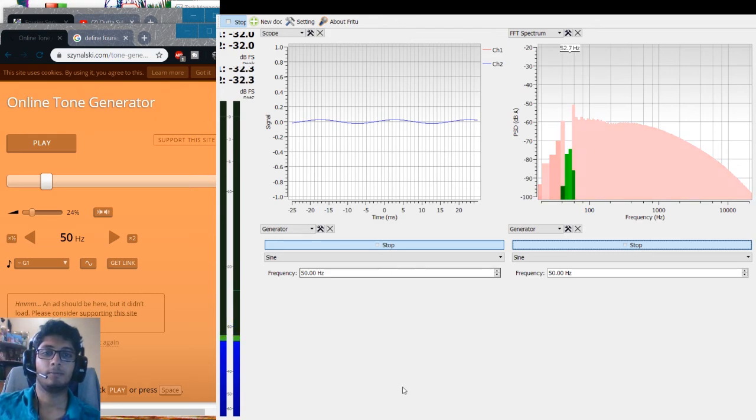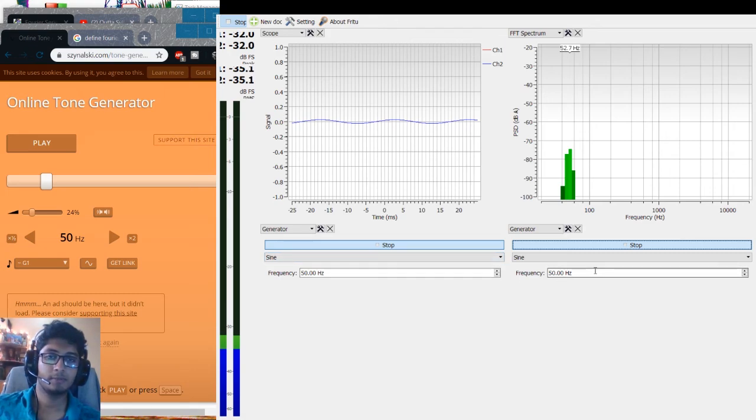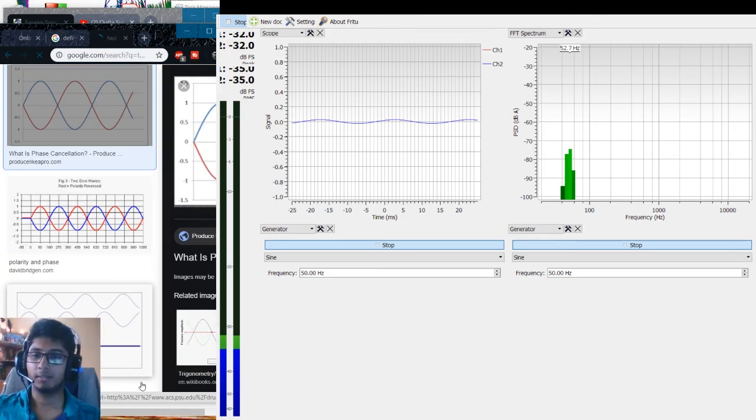Okay, there we go. As you can see, I have two of these 50 hertz sine waves played at once and they cancel each other. That means they are not in phase. Or you can see the amplitude is very low. We call it destructive interference. Just like this.